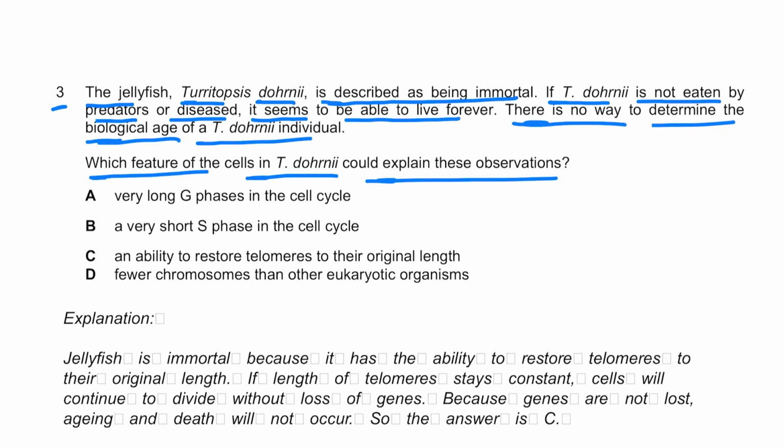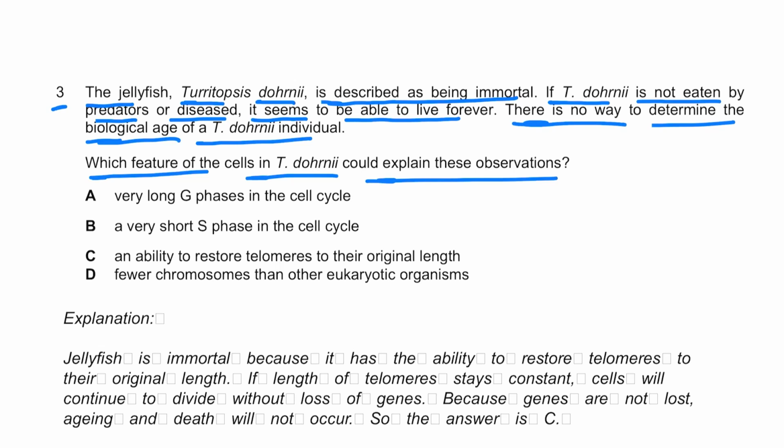So guys, they say that the jellyfish is immortal, it does not age or it does not die until and unless it is killed by the predators or is killed by the disease. So guys, how can an individual not age? How come an individual does not age or does not die naturally?